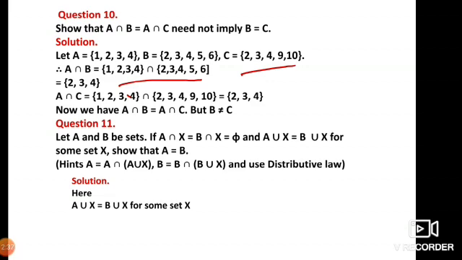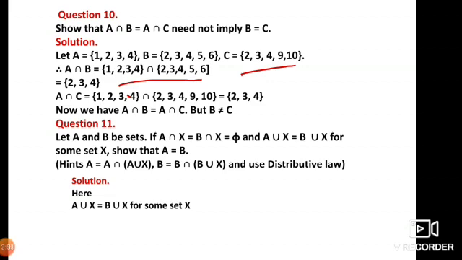Let A and B be sets. If A intersection X equals B intersection X equals empty, and A union X equals B union X for some set X, show that A equals B. They have given you a hint: take A intersection (A union X) for A and B intersection (B union X), and use the distributive law.